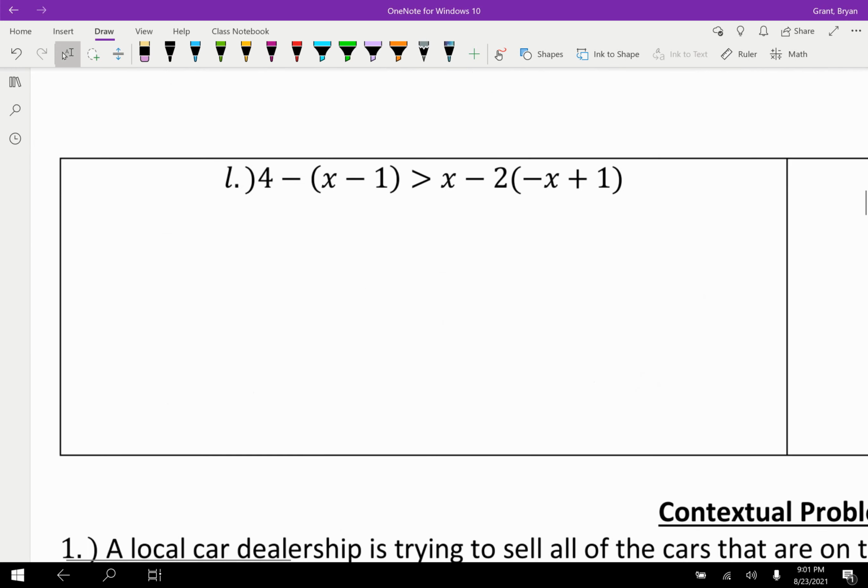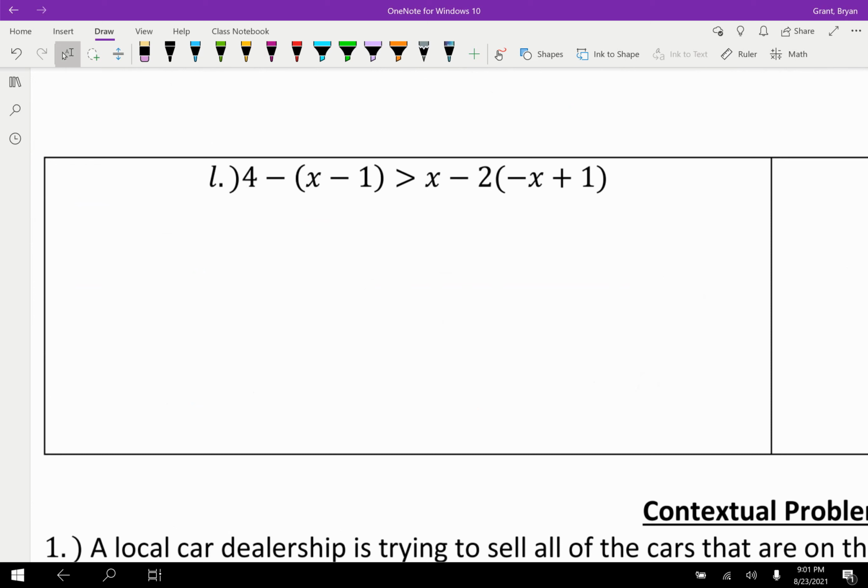L. 4 minus the quantity x minus 1 is greater than x minus 2 times the quantity negative x plus 1. We always try to tackle distributive property first, so let's take this invisible negative 1 and distribute. At the same time, let's take this negative 2 and distribute. Remember that to be in green. Computer took a second to catch up.